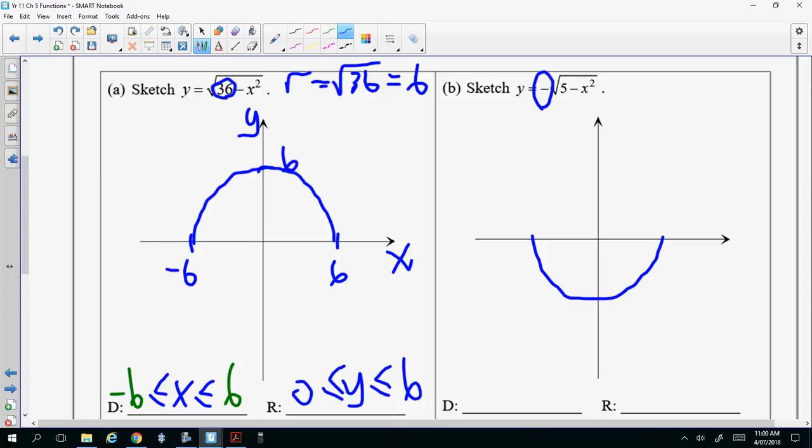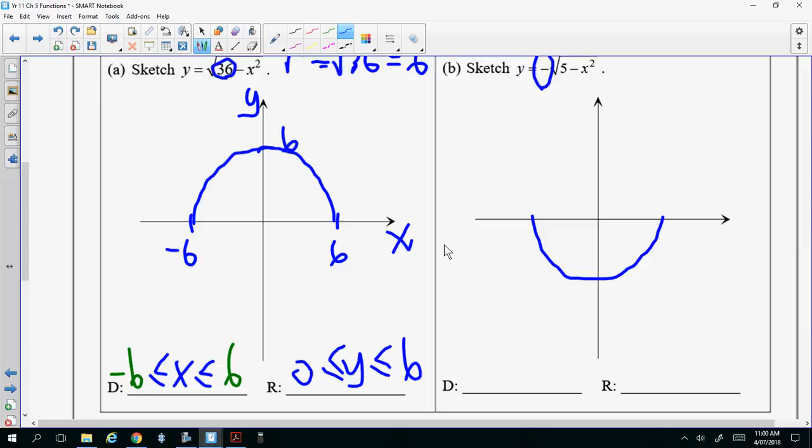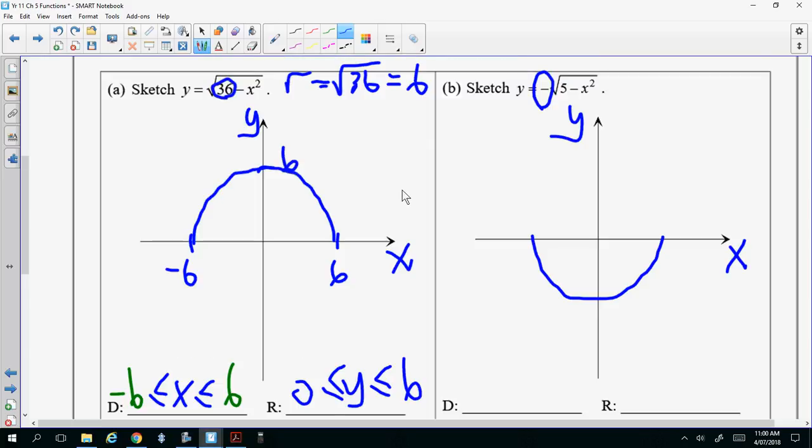Okay, now try the next one. Find the radius and leave it in surd form, and then draw it. Okay, all right. So what's the radius? Root 5. Yep. So you just leave it as root 5, like this. Okay, good. Let's write down the domain and range.